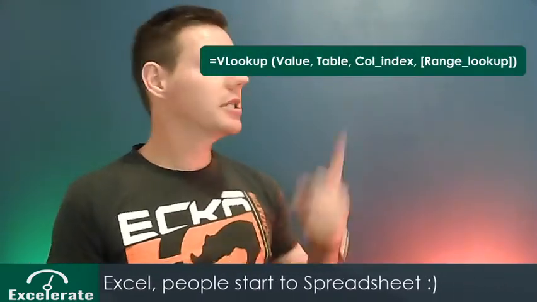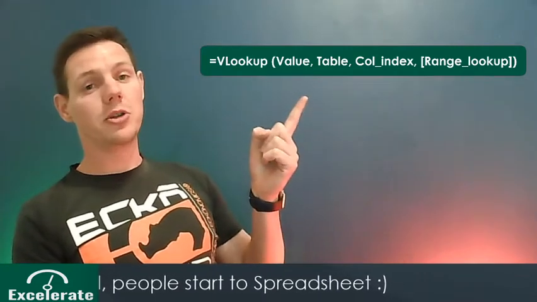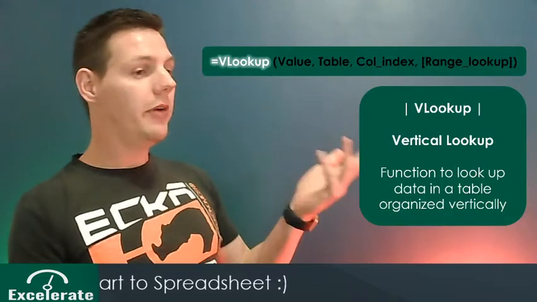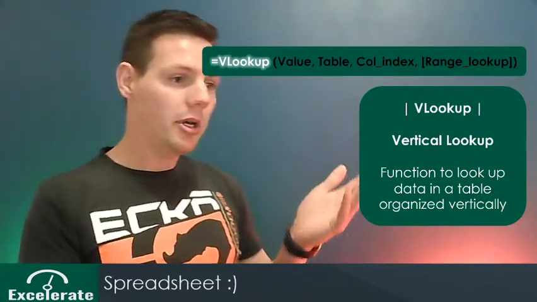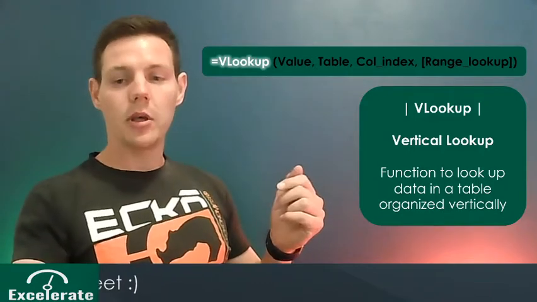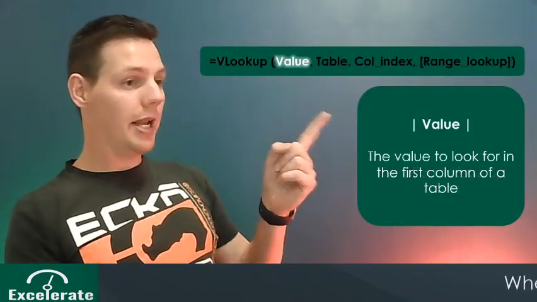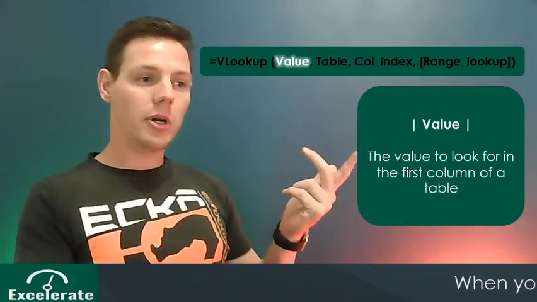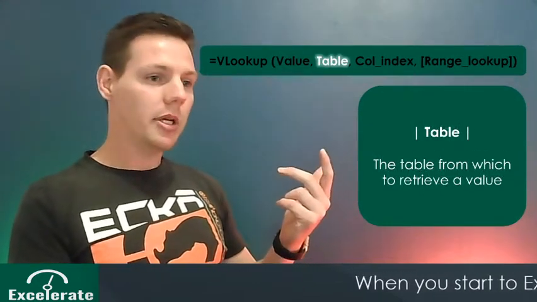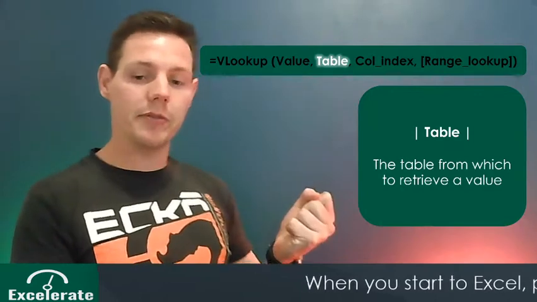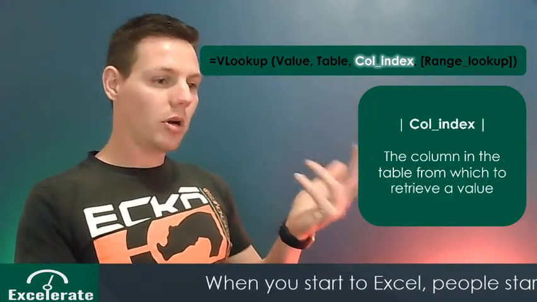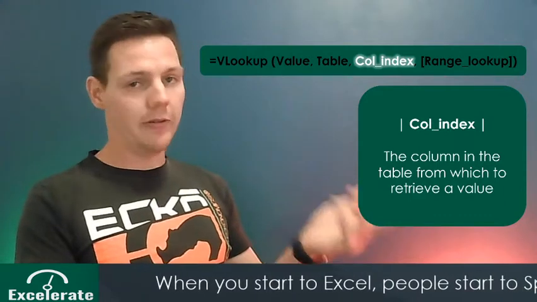So first of all, this is the syntax that you're going to put into your formula bar that brings up the VLookup. VLookup stands for vertical lookup. It's a function to look up data in a table organized vertically. The first step is the value, the value to look up in the first column of a table. Then the table is the table from which to retrieve the value. And then the column index is the column in the table from which to retrieve a value.